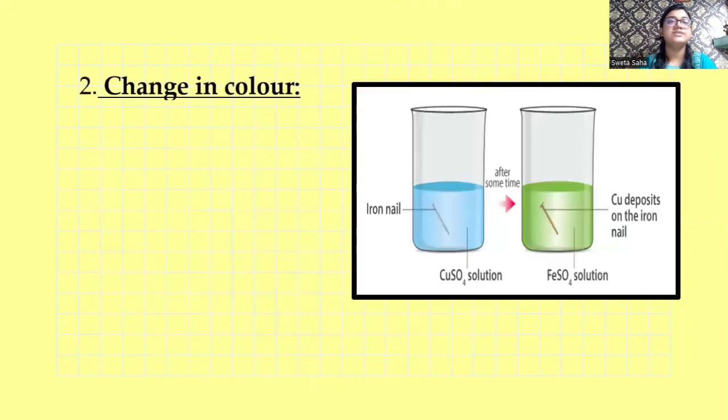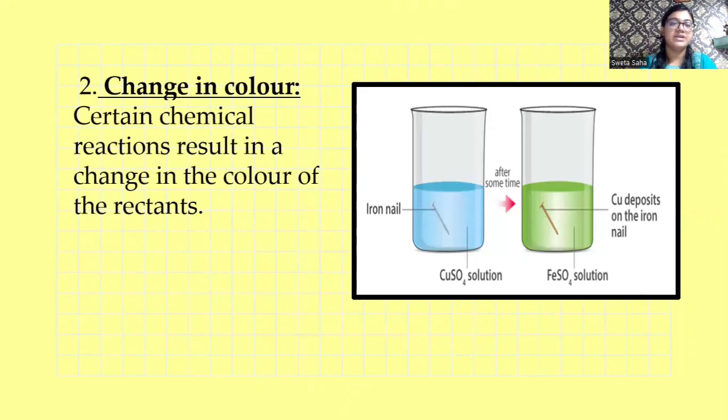The next characteristic is the change in color. Certain chemical reactions result in a change in color of the reactant. On the right-hand side, we can see the picture: a beaker containing copper sulfate solution in which iron is present. After some time, we see that there is a change in color from blue to green. Now the question is, why does this color change occur? Because the copper present in the copper sulfate solution is now deposited on the nail, and the iron which is present in the nail is now transferred to the solution. So that's why the solution becomes iron sulfate and the color changes from blue to green.